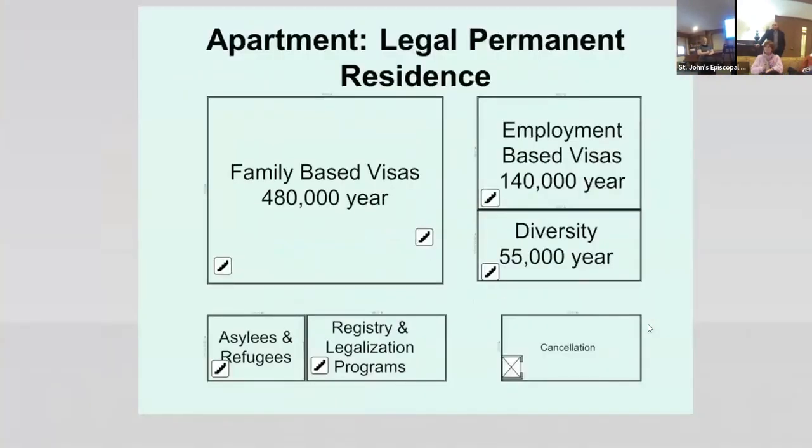Permanent residency. So you're moving up the elevator on your way to citizenship. Family-based visas, employment visas, diversity. This is one of the steps on the path for asylees and refugees. And then there are some other programs. I don't really know what registry and legalization programs is, unfortunately. We'll skip that part.